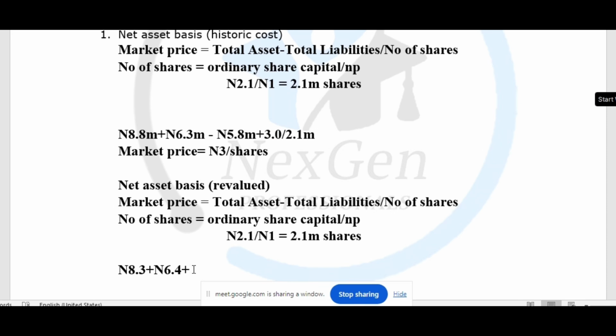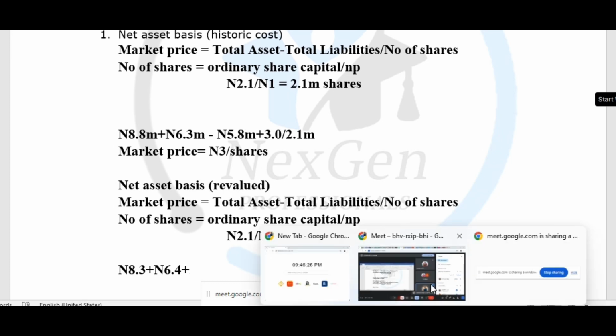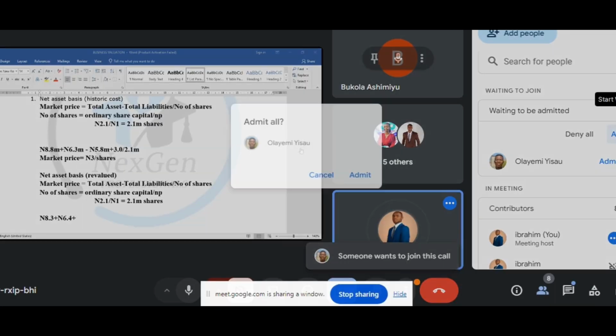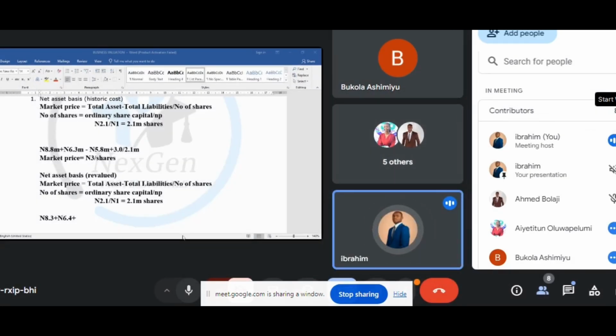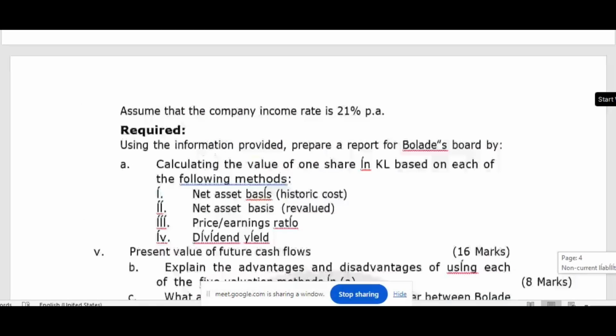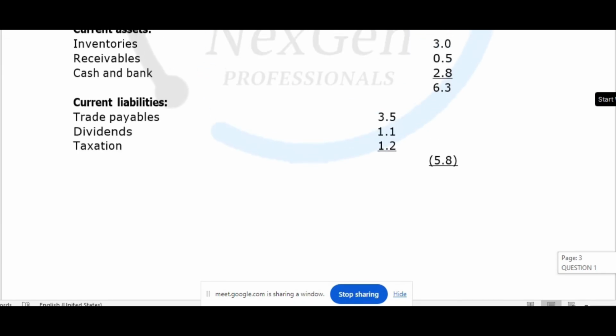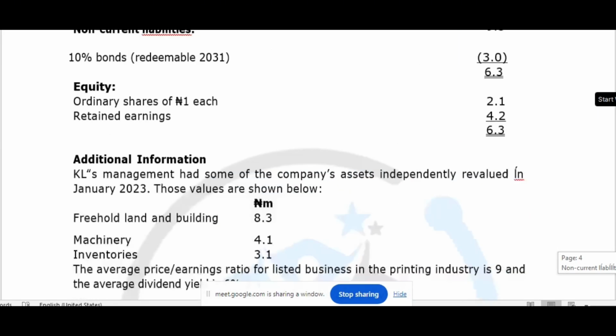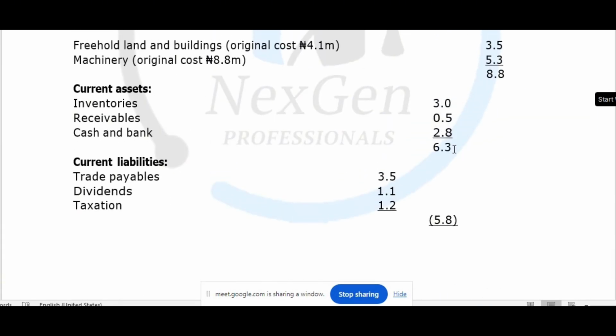Plus the current asset. The current asset is supposed to be 6.3, but because inventory will change, right? Now, what you need to do, let's go back to the current assets. Don't forget, the inventory is 3.1. Now, class, in your calculation, replace 3.0 with 3.1. What do you have? What is your current asset?